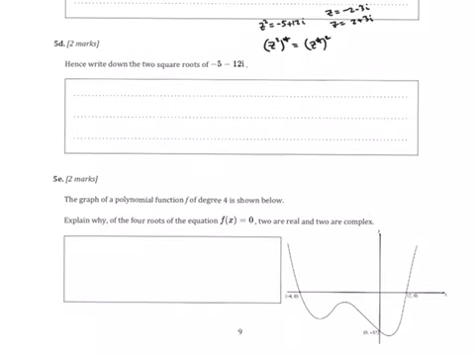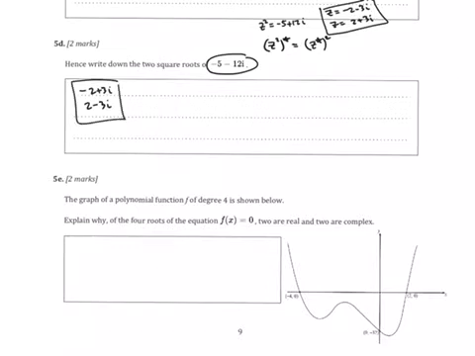So I'm going to show that the roots of negative 5 minus 12i are equal to the complex conjugates of those, which would be negative 2 plus 3i and 2 minus 3i. Let me show that real quick. So I know that z squared equals negative 5 plus 12i.